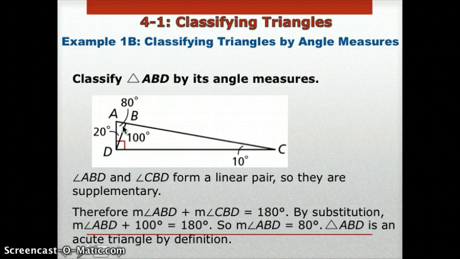So we've got ABD is 80, we've got A, it says is 80, and 20. So those are all acute angles, so that would be an acute triangle.